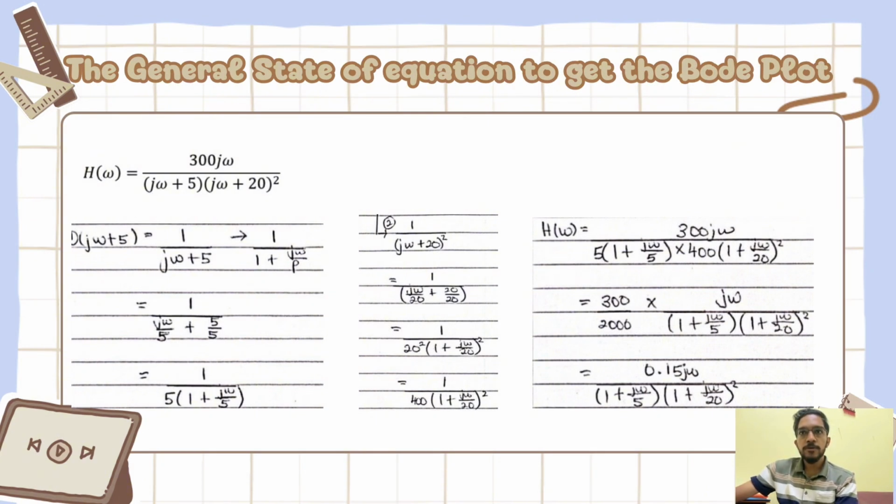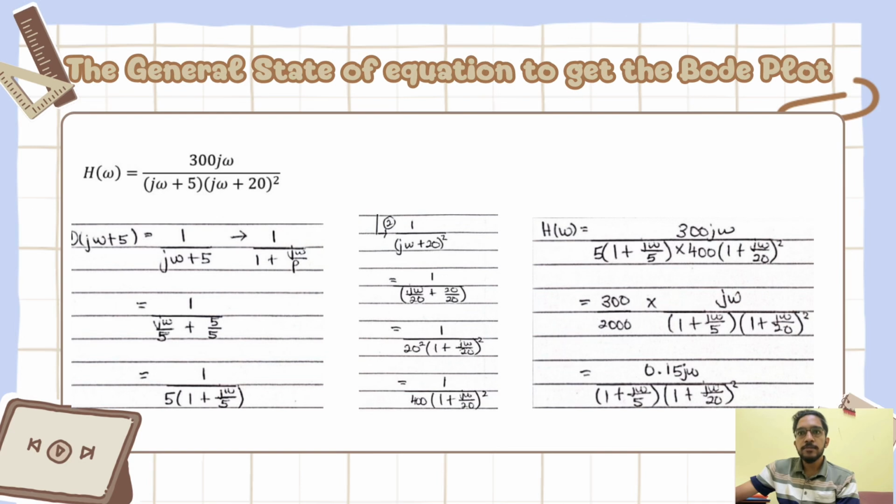Now we substitute this back into the denominator and combine our constants. 5 times 400 gives us 2000. Finally, we divide the numerator constant 300 by 2000, which simplifies to exactly 0.15. This gives the final answer: H(ω) equals 0.15 jω over (1 + jω/5) times (1 + jω/20)².